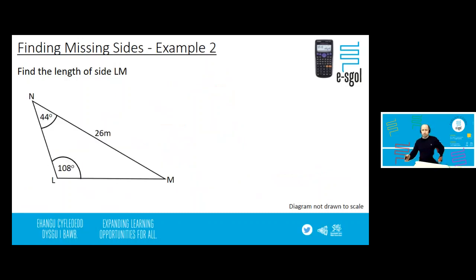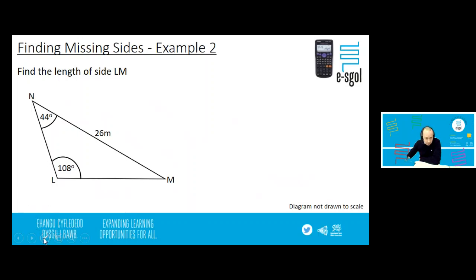Okay, example 2. Now, the problem with this is there's no A, there's no B, and there's no C. So it is a bit of an issue. So what I've just said to you about the formulas, you can't really use, but what you can do is adapt the formula to fit the question that we're finding. Now it does say there, find the length of LM. So let's have a look. From L to M is this bottom length here. I can leave it as LM.